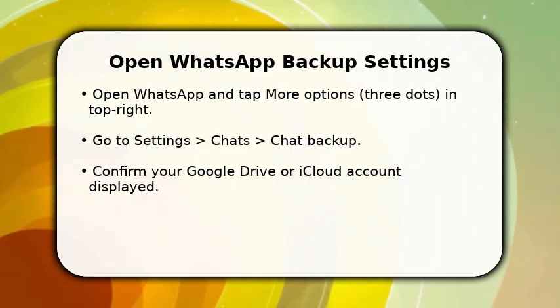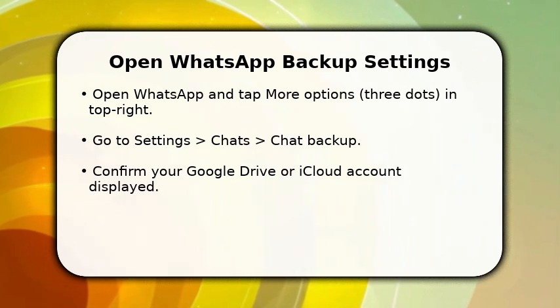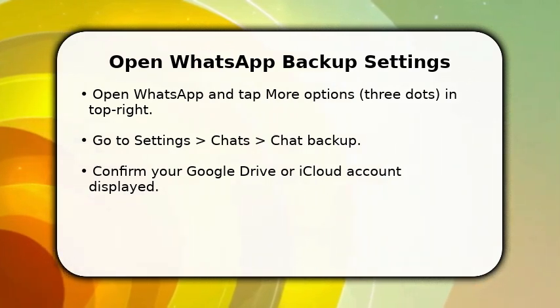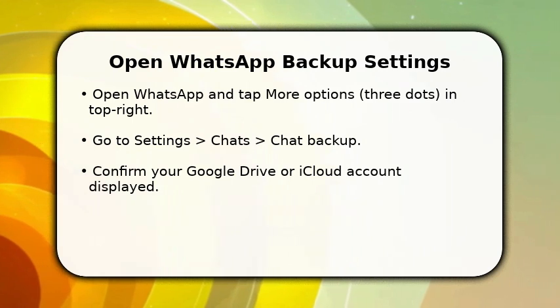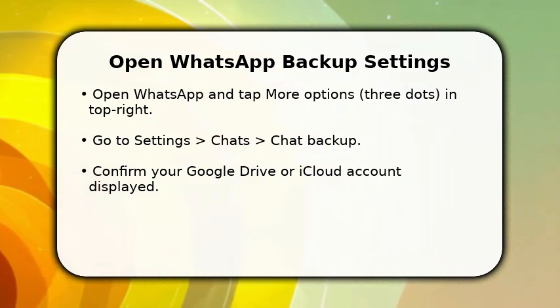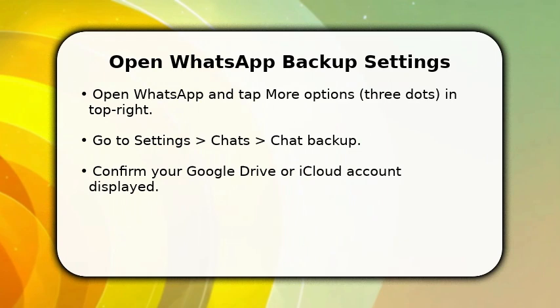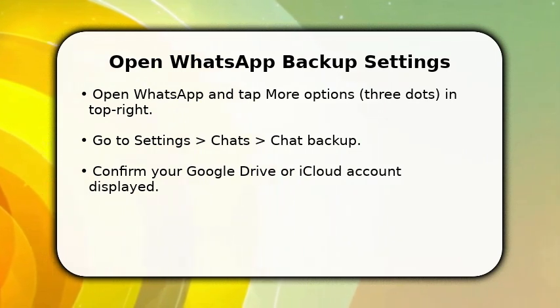You start by opening WhatsApp and navigating directly to backup so you can stop the service without delay. Tap the three dots, choose Settings, then Chats. Once inside, tap Chat Backup to view current backup target and schedule.